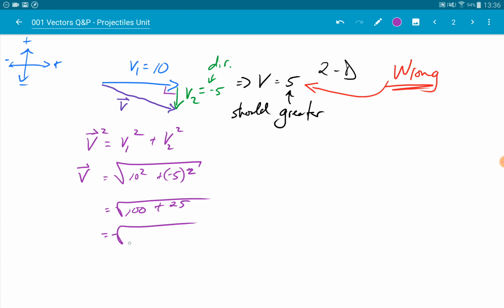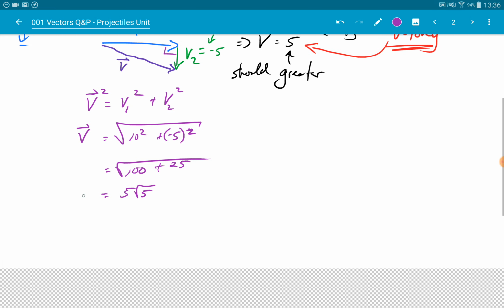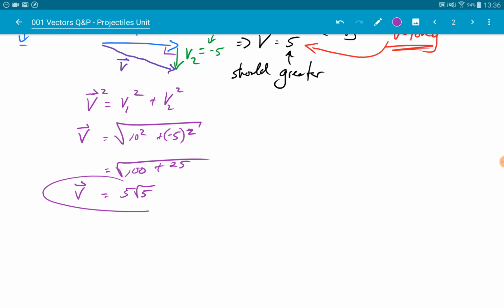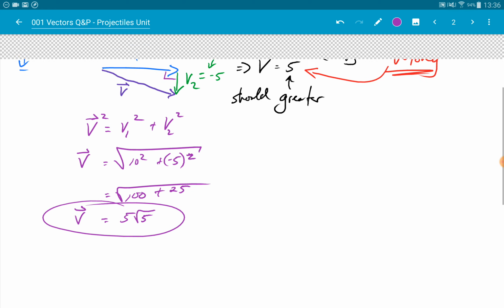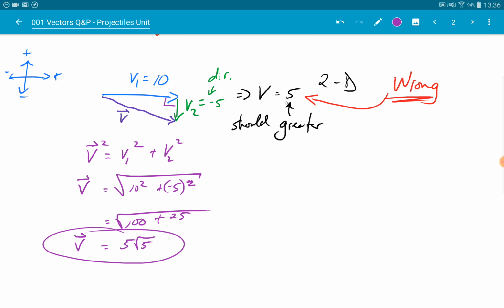And root of 125 is 5 root 5, because it's 5 times 25 under the root, so it's 5 root 5, and so that's my resultant vector. Now we can see that this is much greater than 5, as we said before. 5 root 5 is going to be a whole lot greater, as root 5 is. Let's go ahead and get a decimal answer of that, just to prove that a little bit more. That comes out to be about 11.18.